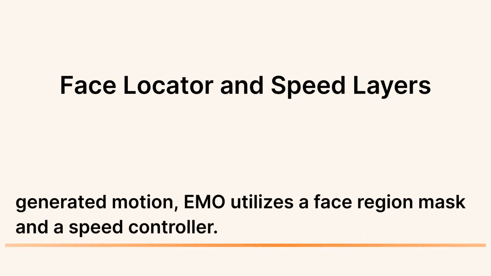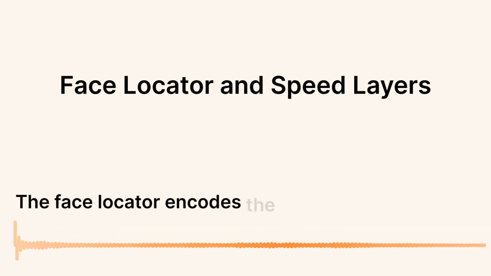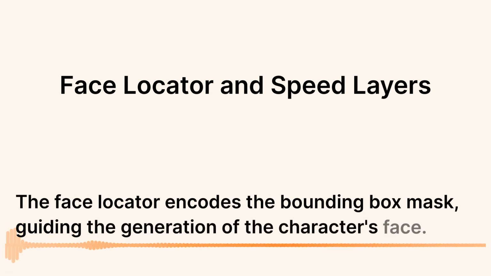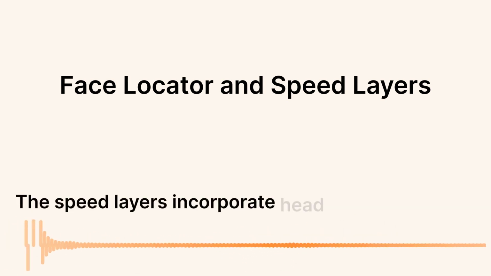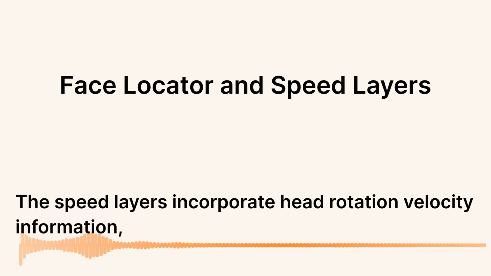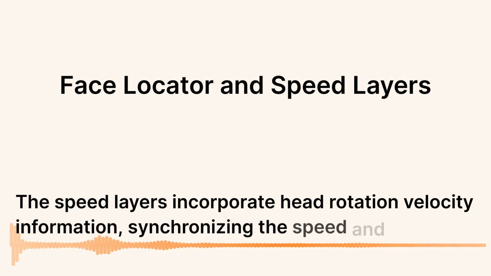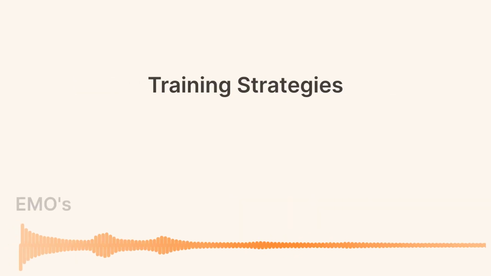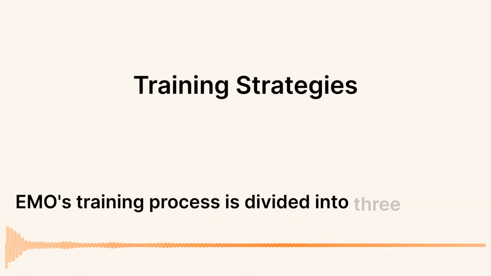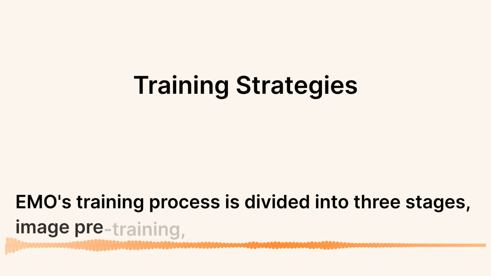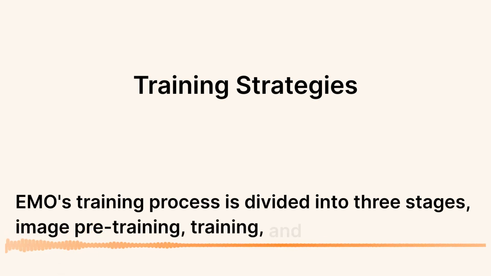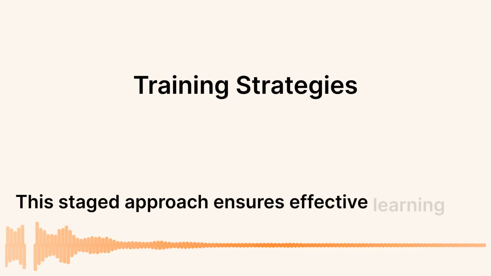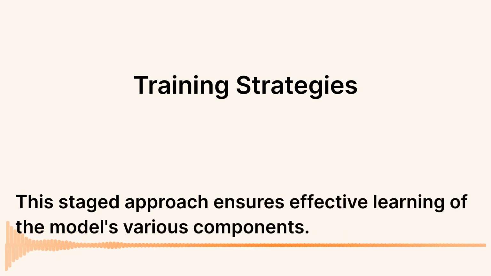a speed controller. The face locator encodes the bounding box mask, guiding the generation of the character's face. The speed layers incorporate head rotation velocity information, synchronizing the speed and frequency of the character's head movements across different clips. EMO's training process is divided into 3 stages: image pre-training, video training, and speed layer integration. This staged approach ensures effective learning of the model's various components.